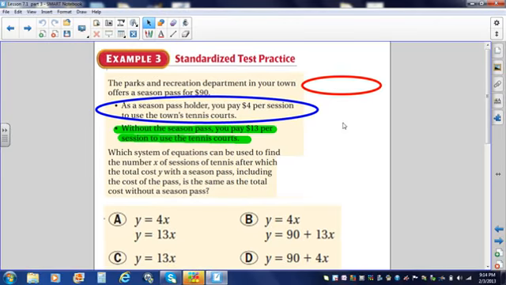So here we go. The Parks and Recreation Department in your town offers a season pass for $90. If you buy the season pass for $90, you pay $4 per session to use the tennis courts. Without the season pass, you pay $13 per session to use the tennis courts. Which of these systems of linear equations below can represent this situation?